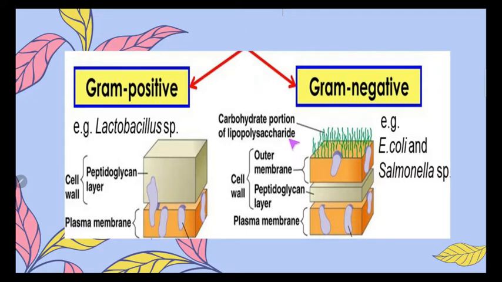lipopolysaccharide. So this lipopolysaccharide will cause this gram-negative bacteria to become very toxic to its host. So compared to gram-positive bacteria, gram-negative bacteria is more virulent or more pathogenic because of the presence of lipopolysaccharide. Okay, so this is the example: E. coli and Salmonella species.